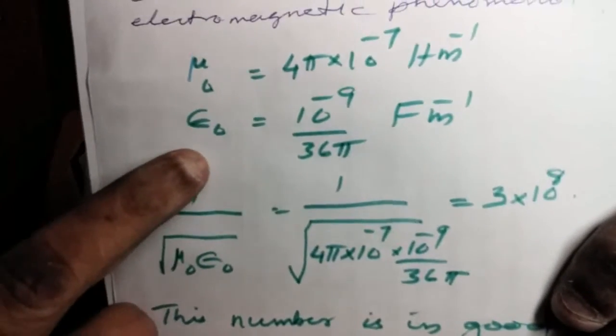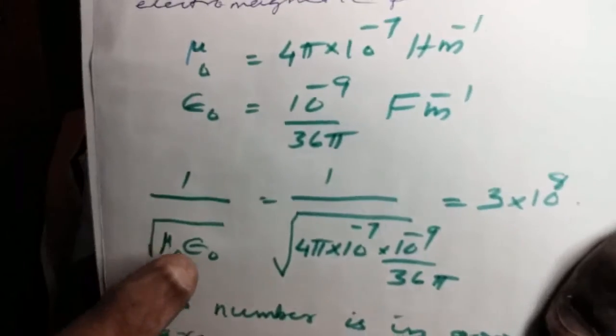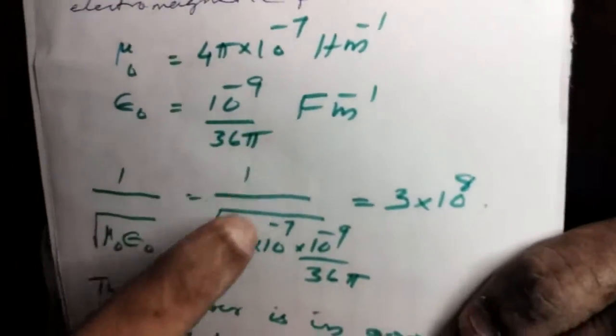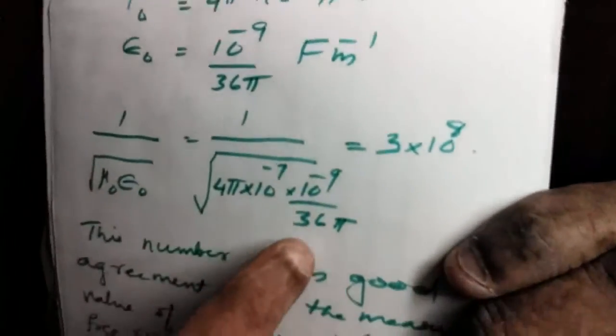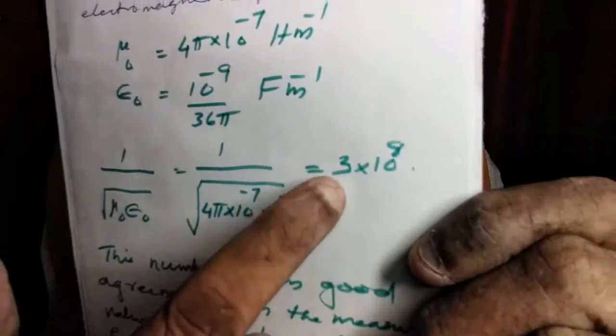You calculate 1 by square root of mu 0 epsilon 0. So 1 by square root of 4 pi into 10 raised to minus 7 into 10 raised to minus 9 by 36 pi. We will get it as 3 into 10 raised to 8. This number is in good agreement with the measured value of velocity of light in free space. This itself suggests that light has some connection with electromagnetic phenomenon.